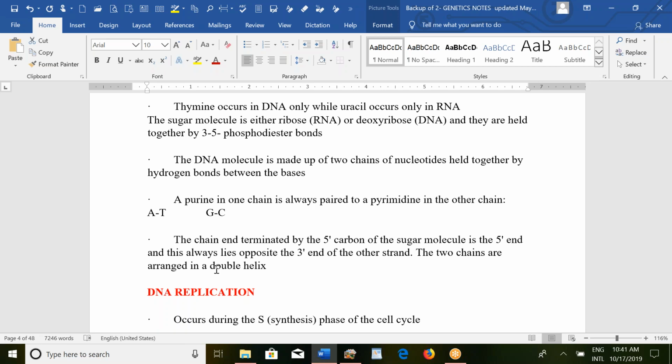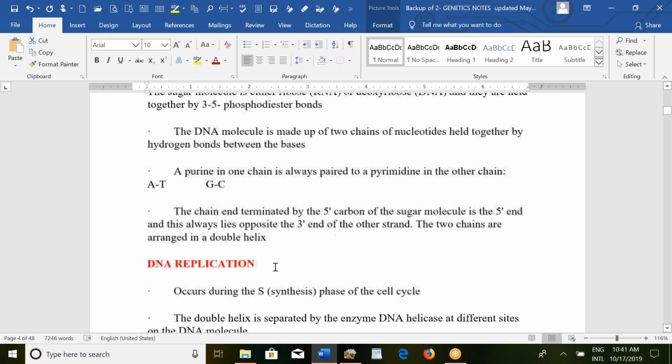So the chain is terminated by the 5 carbon of the sugar molecule at the 5' end, and this always lies opposite the 3' end of the strand, and the two chains are arranged in a double helix.